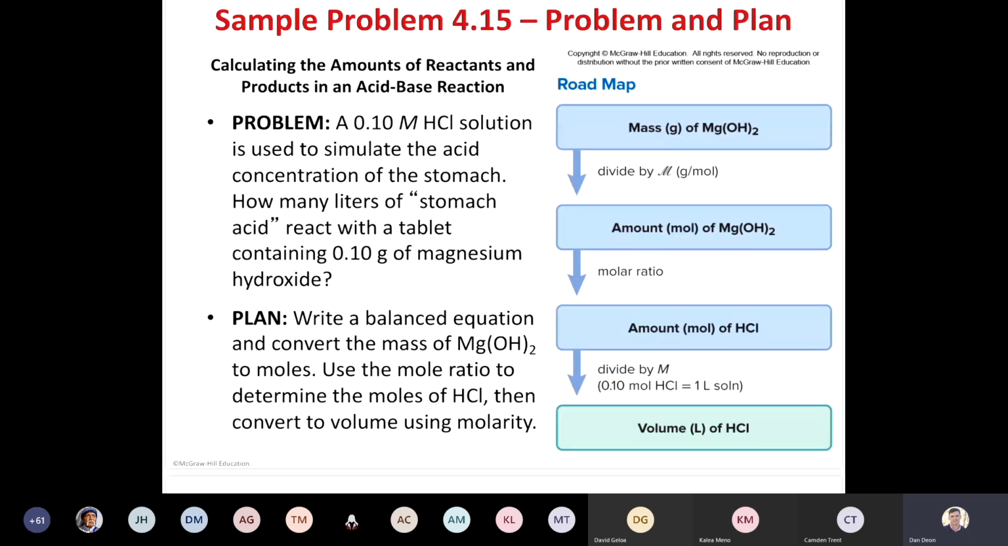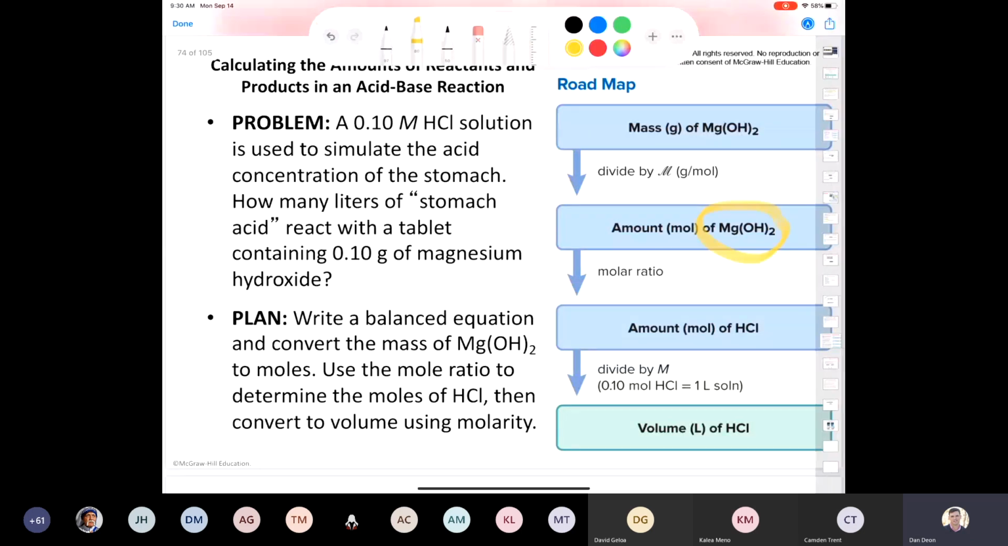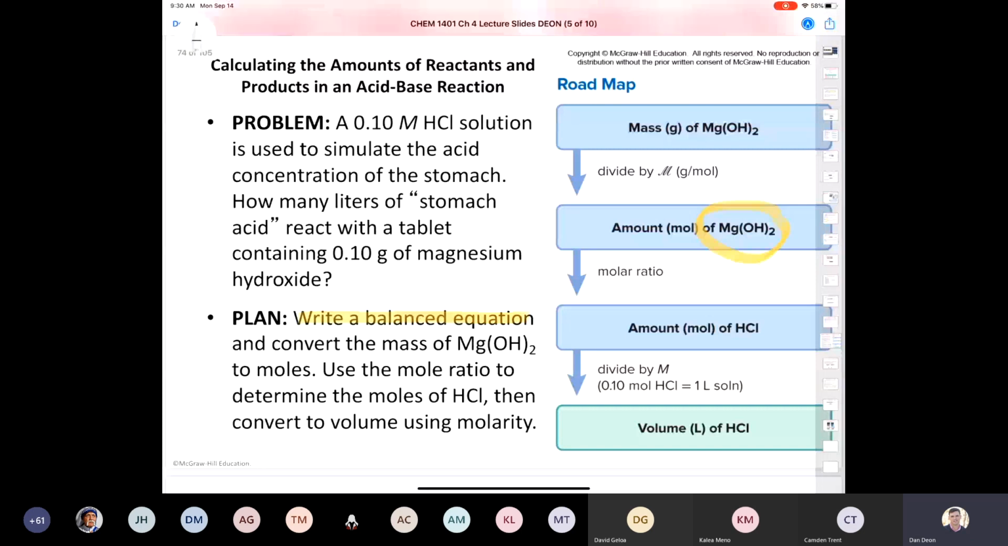So what we're doing here is a neutralization reaction, right? We're combining an acid, hydrochloric acid, with a base. Magnesium hydroxide is a base. Here's the structure of magnesium hydroxide, or the formula, I should say. And so the first thing we're going to have to do here is write a balanced equation. So why don't we start with that, and then we'll worry about numbers after, okay? So let's get cooking here and see if we can come up with a nice balanced equation.